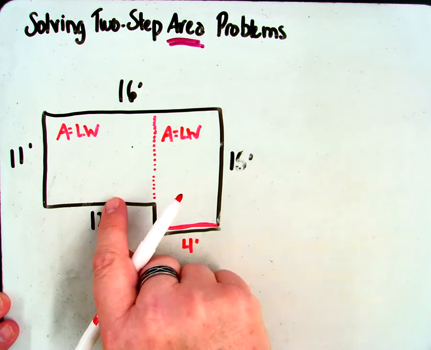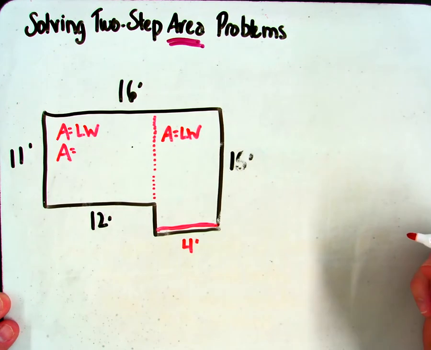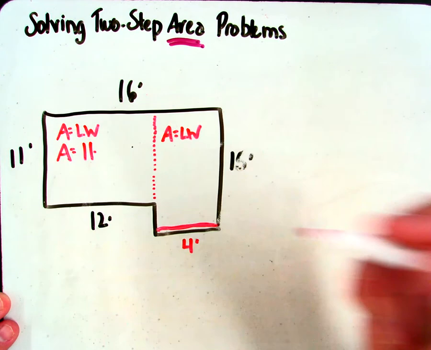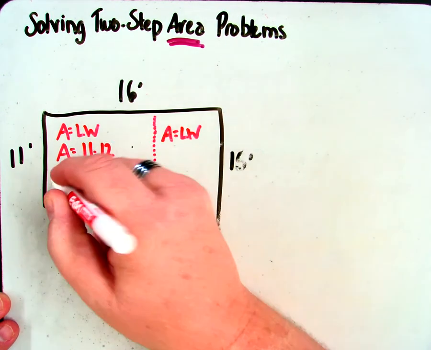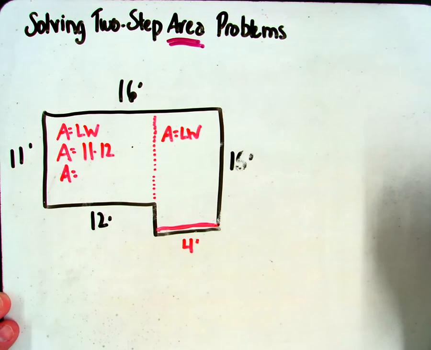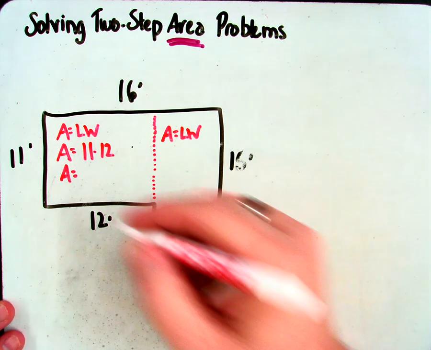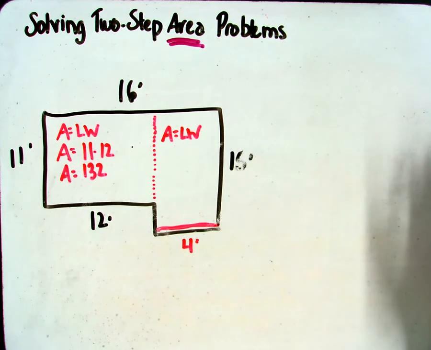Now in this first rectangle, what is our length? Okay. And what is our width? 12. And what is 11 times 12? Very good. 132. And that would be 132 square feet.